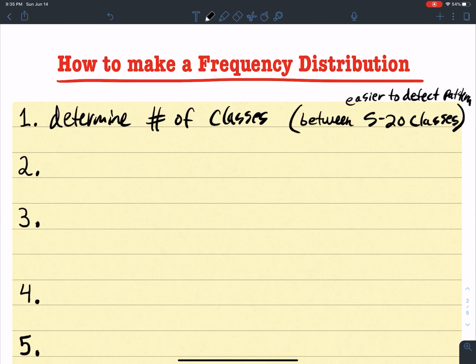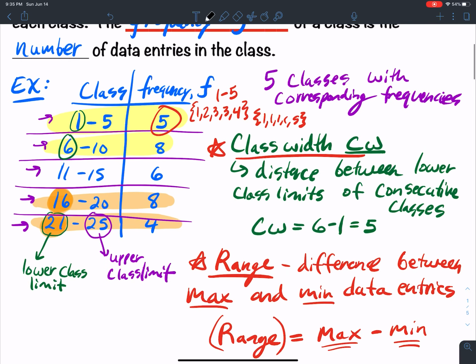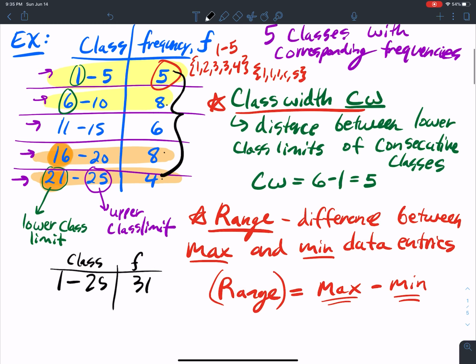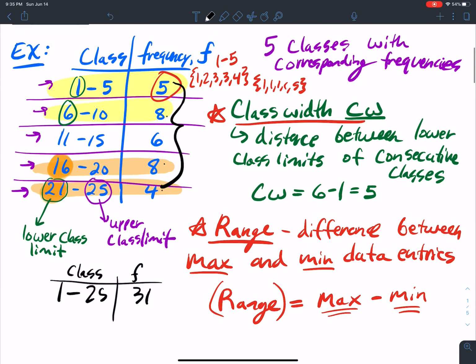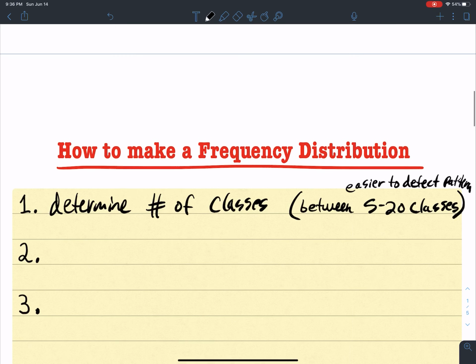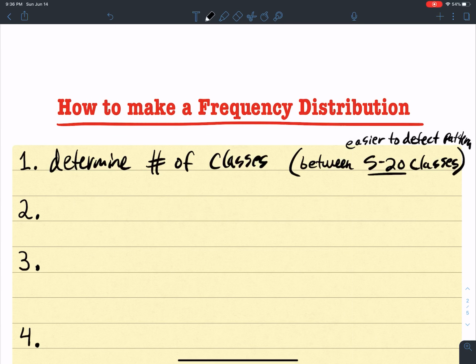If we only had one class, if all these were grouped into one class, and it was like from 1 to 25, and then it was, you know, however many there are there, looks like 16, 20, 31, then that's not a very useful frequency distribution, right? So it doesn't tell us very much information on how the data is distributed. So the more classes, potentially the easier it will be for you to detect a pattern. But 5 to 20 is a good rule of thumb. Other thing you notice about the classes, they do not overlap.